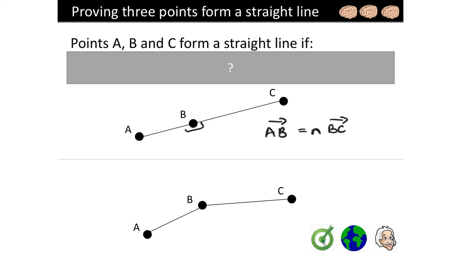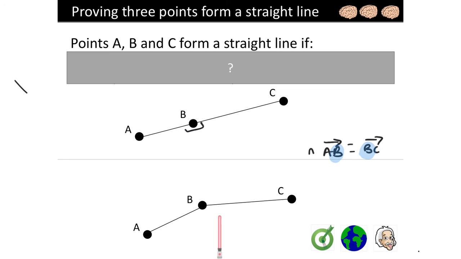Well, no, okay, wait there. That's probably not the best way to write it. Because technically we want to show that n lots of AB equals BC, don't we? Yeah? So we need to show that n lots of AB equals BC, and then they share the common point B. Okay? So they're parallel and they share a point, and the middle point should always be the one that they share, obviously. So they share a point and they're parallel, therefore it must be on a straight line.